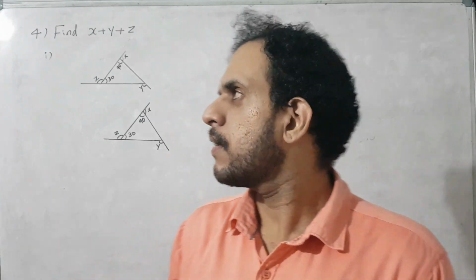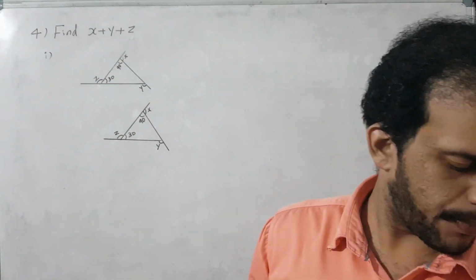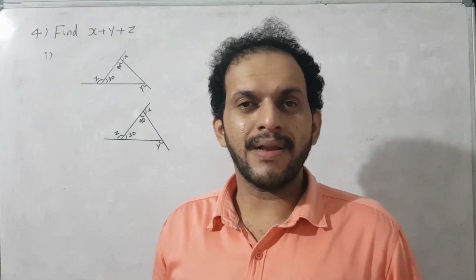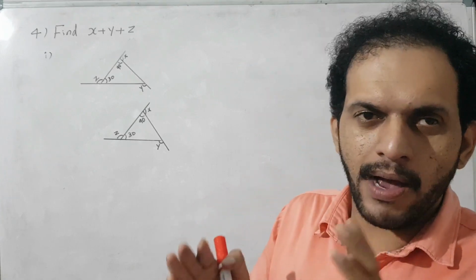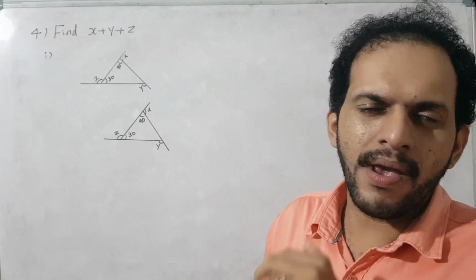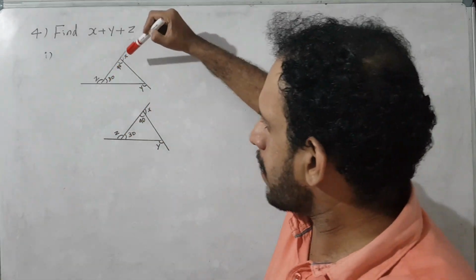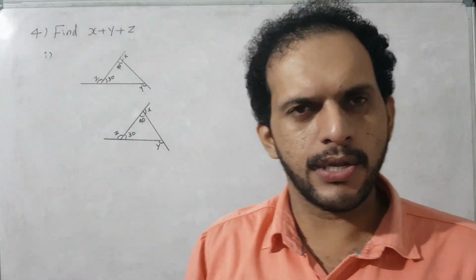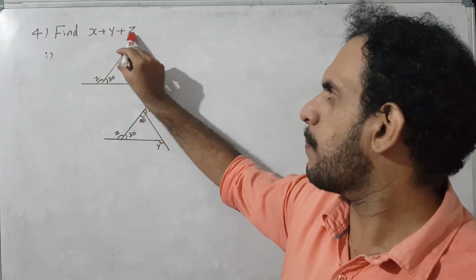The question is like this: find x plus y plus z. It is not asked to find the x value, and it's not asked to find the y value. It's asked to find the sum of x, y and z. Where are x, y, z marked? They lie on the exterior. Correct? Exterior.